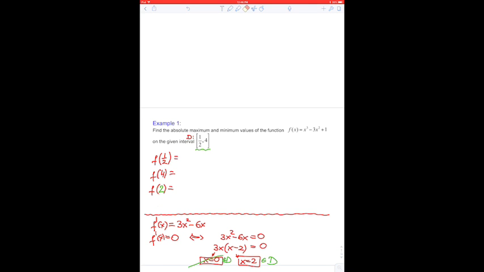Now just the arithmetic. Let's substitute these numbers into the original function and check whichever number is the highest and whichever is the lowest. Let's start. 1/2 cubed is 1/8, minus 3 times 1/4, plus 1. That is 1/8 minus 6/8 plus 8/8.